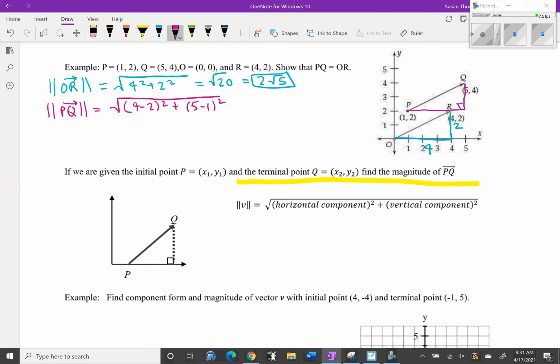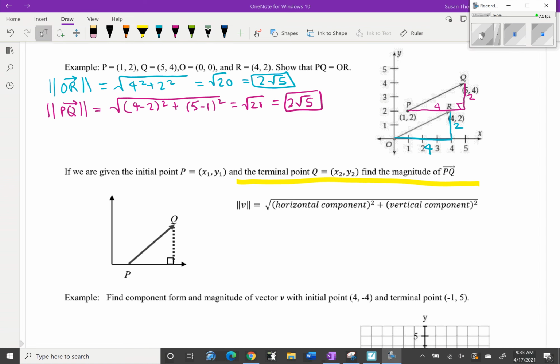squared. And so when we do this, we'll notice that we get the same thing, because you can even count on your graph. So if we count 1, 2, 3, 4, you can see this is 4. So 5 minus 1 is 4. And for the vertical, we have 4 minus 2, which of course is just a distance of 2. So it ends up going to be the same as what we had for our first vector. So we know this is the square root of 20, which equals 2 root 5. So we just showed that both of these vectors have the same magnitude.